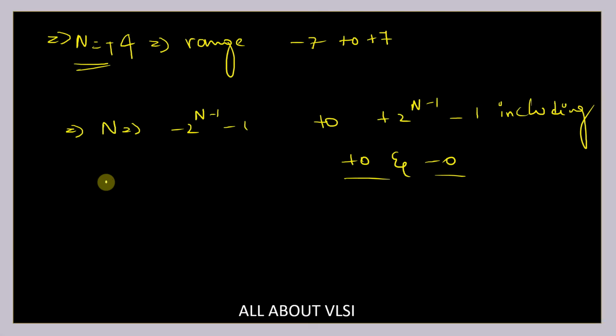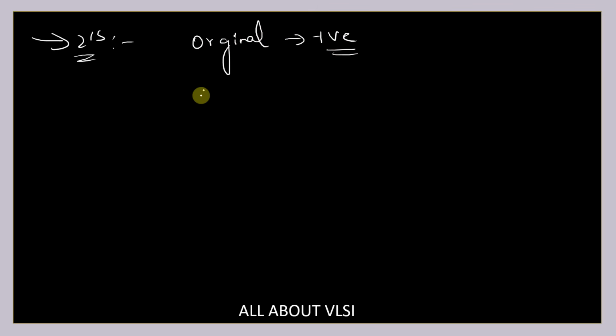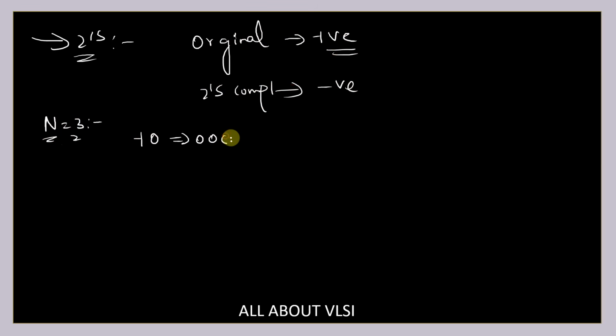Now let's move forward and see the last complemented format of representation, which is 2's complement format of representation. So in my 2's complement format of representation, again the same thing. Original number is represented in normal form. So your positive number is represented in original form, whereas negative number is represented in 2's complement form. For example, if n is equal to 3, then the range of numbers: +0 is 0 0 0, +1 is 0 0 1, +2 is 0 1 0, and +3 is 0 1 1.